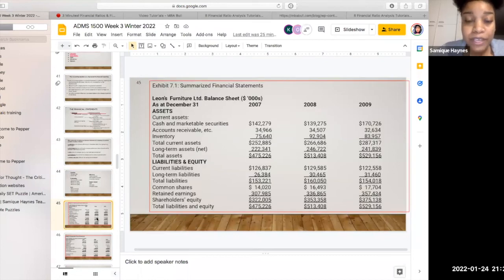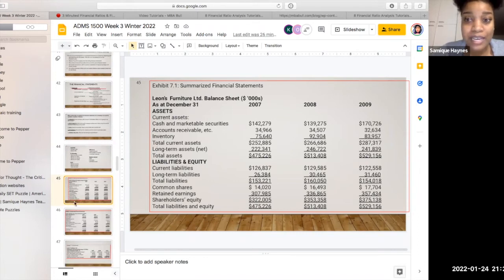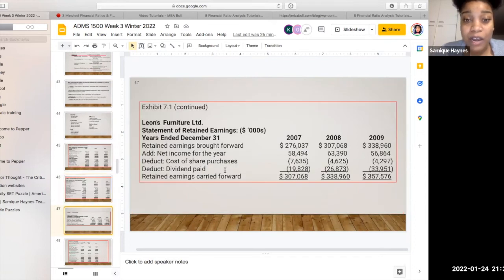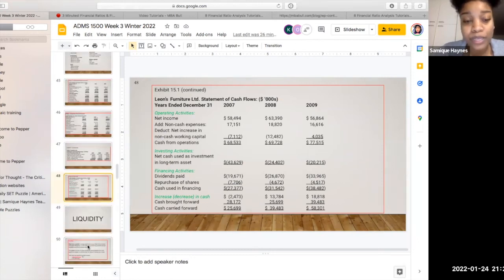So for example, here we see that you have a bunch of financial statements. This one shows your balance sheet for 2007, 2008, 2009. And this one shows our income statement for those same years. Then we have our statement of retained earnings for 3 years. And then we have our statement of cash flows for 3 years. And we just learned how to do this, right? So this we know from today how we will create it.